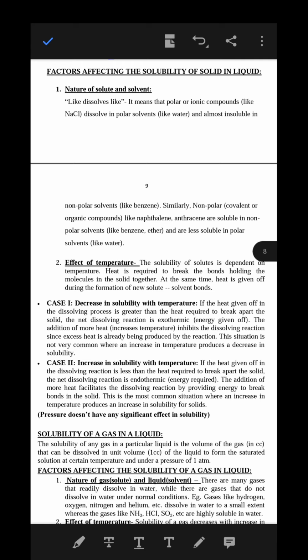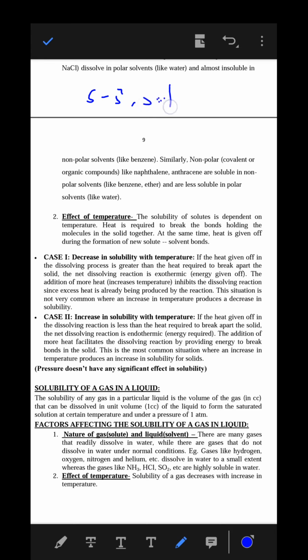The solubility in general is a result of three kinds of interparticle interaction, that is solute-solute, solute-solvent, and solvent-solvent interactions.